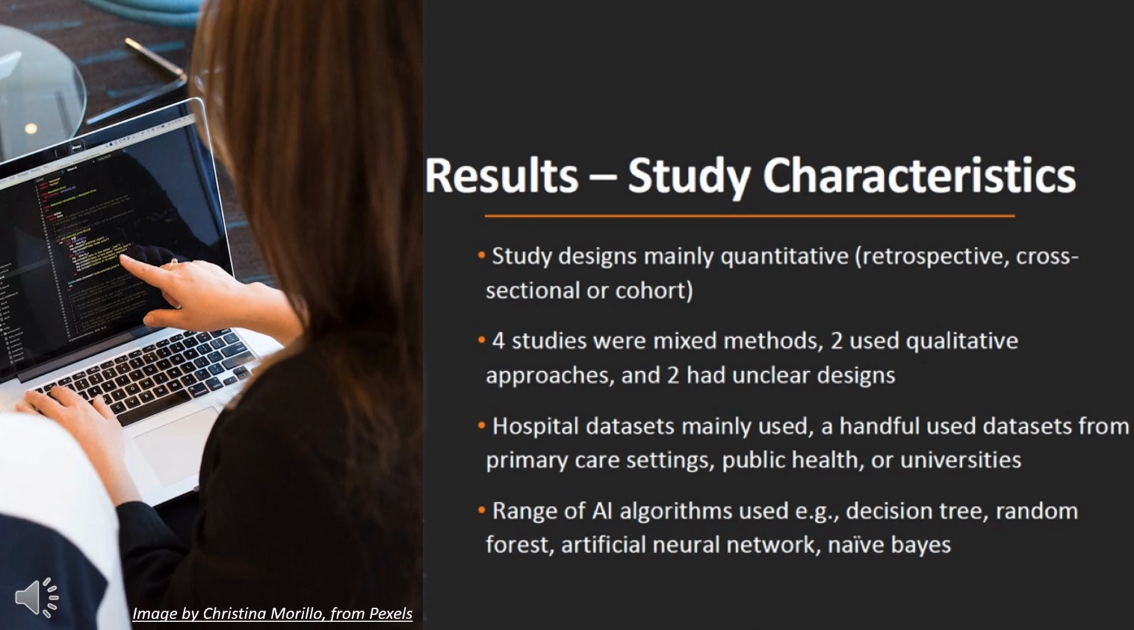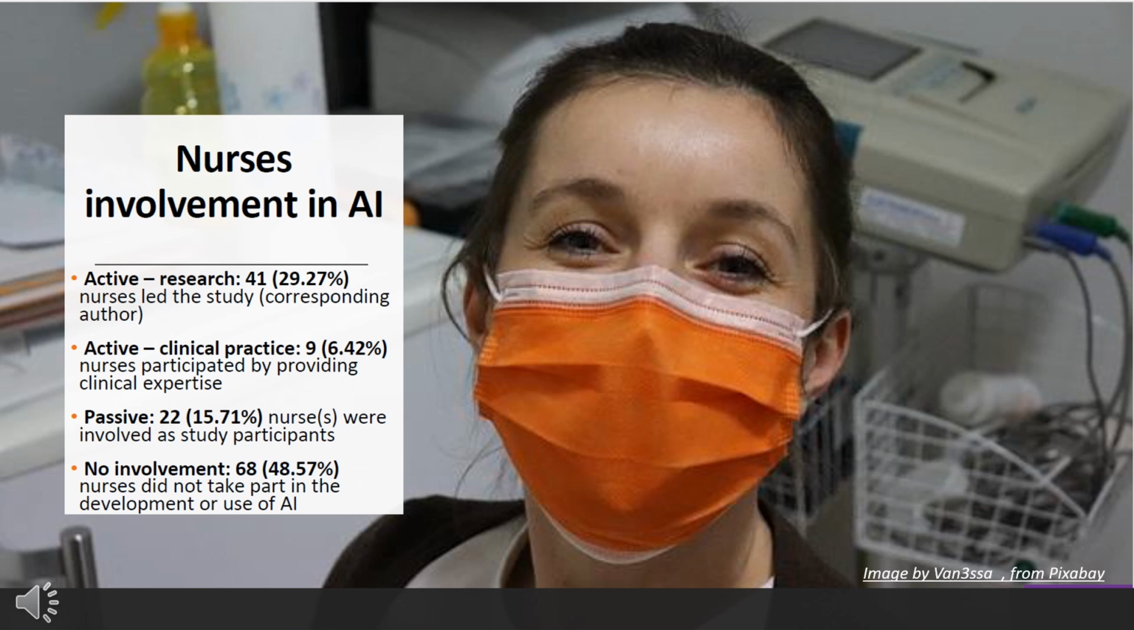So our first research question was around how involved nurses were in AI research. We found about 1/3 of studies were actively led by nurses who were the corresponding author, which is encouraging to see. Those not led by nurses came from different disciplines such as computer science, engineering, medicine, medical informatics, and a few were led by commercial companies like Google who were active in the AI space.